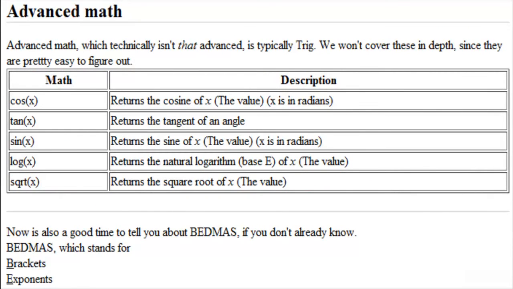Now, looking at some advanced math, which technically isn't that advanced. I mean, if you compare it to calculus or chaos theory, this is just pretty much typical trig. We won't cover these in depth since they are pretty easy to figure out, and because they aren't used that often. This column is the math, or the method, and this is the description. So cos x returns the cosine of x, which is the value, and it returns in radians. Tangent x returns the tangent of an angle. Sine x returns the sine of x.